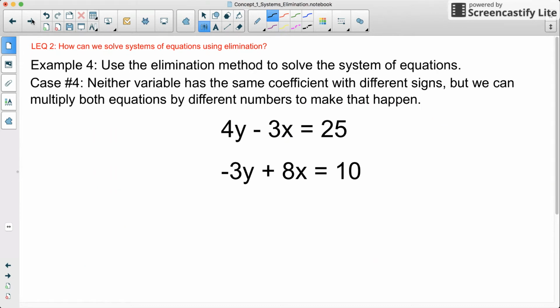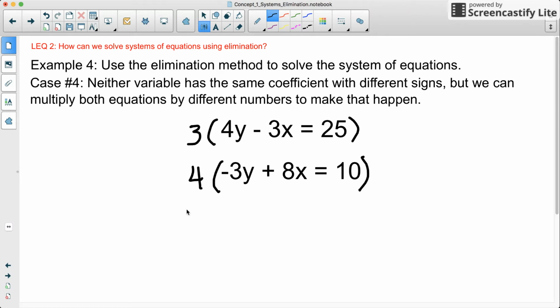For this example, case number 4, neither variable has the same coefficient with different signs, but we can multiply both equations by different numbers to make this happen. So I could either eliminate the x's or I can eliminate the y's. It is your choice. This is a -3, +8. This is a +4, -3. So it really doesn't matter which one you choose, x or y. I'm going to go with the y's. And I'm going to multiply everything on the top by 3. And I'm going to multiply everything on the bottom by 4. So this way I'm going to get a positive and a negative y.